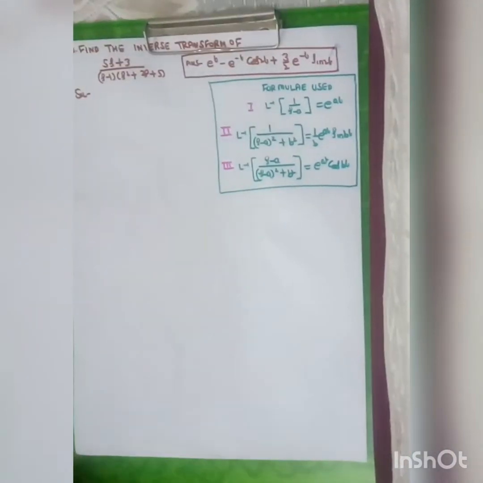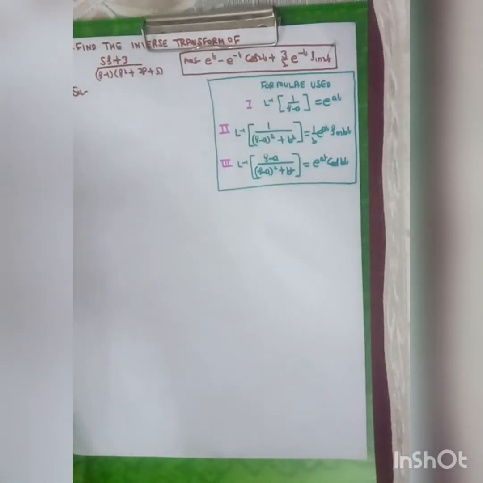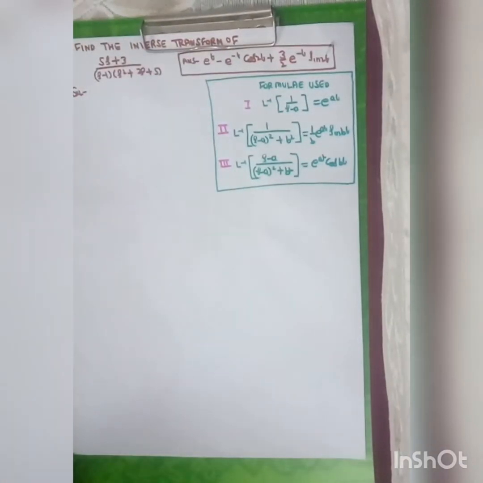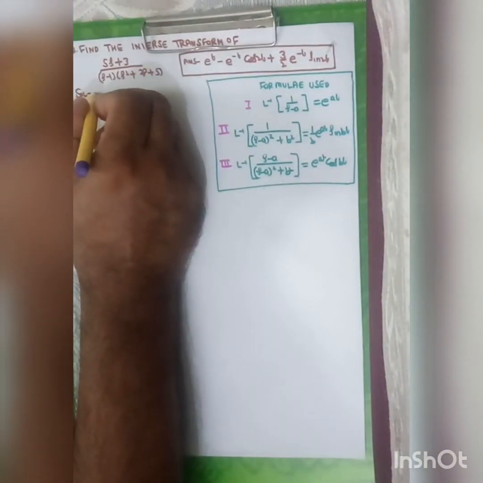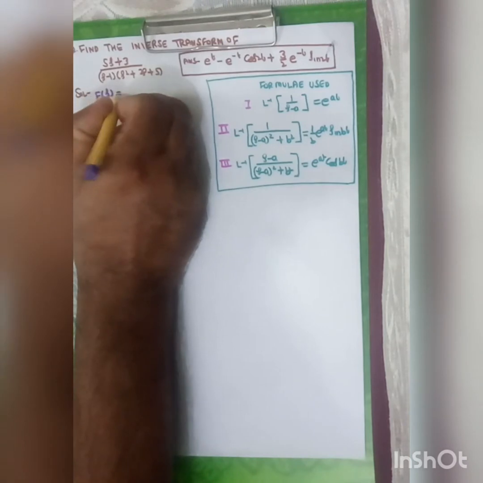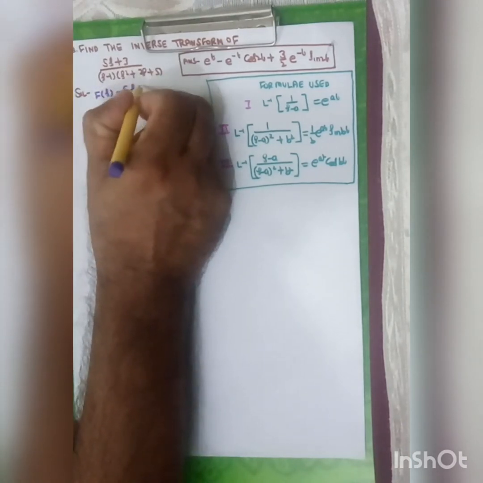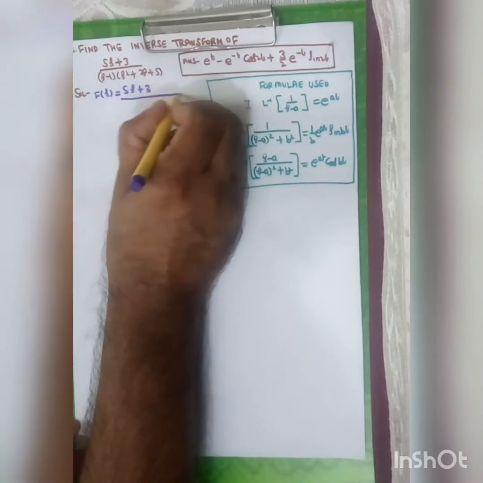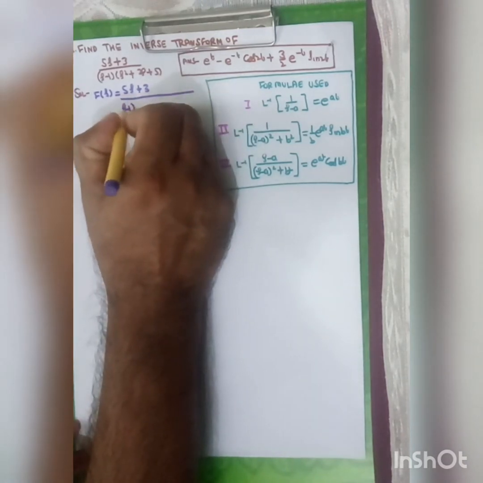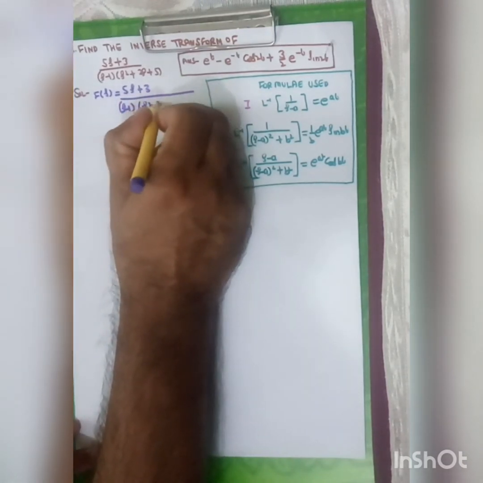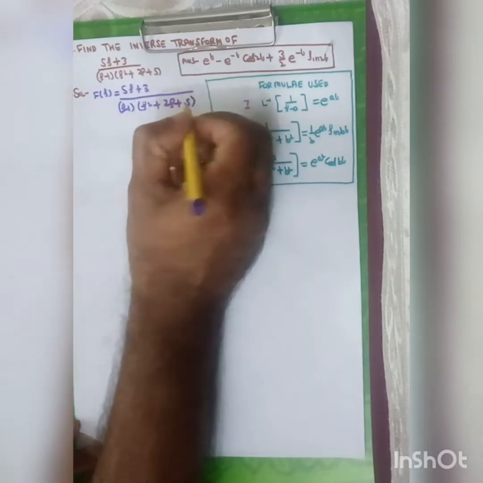Hello, this is a question related to Laplace transform. We have to find the inverse Laplace transform of the given function. The given function F(s) is equal to (5s + 3) divided by (s - 1) multiplied by (s square + 2s + 5).